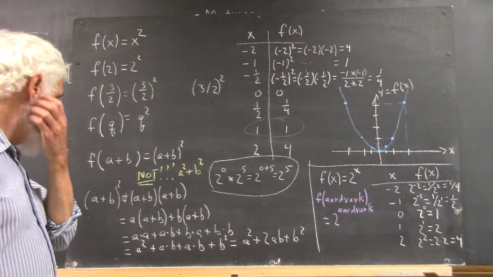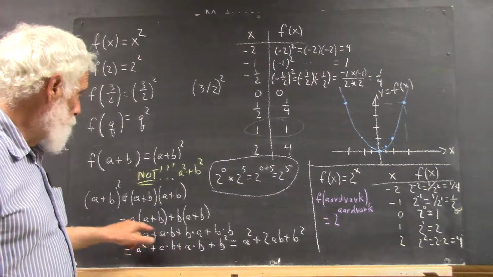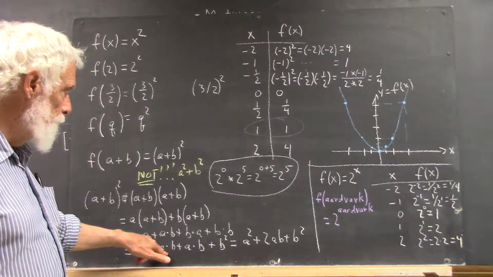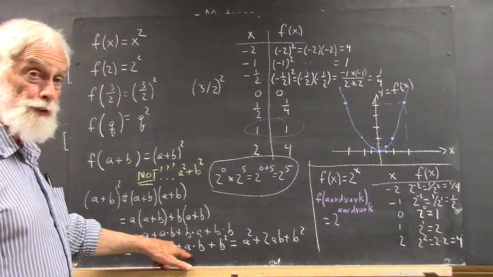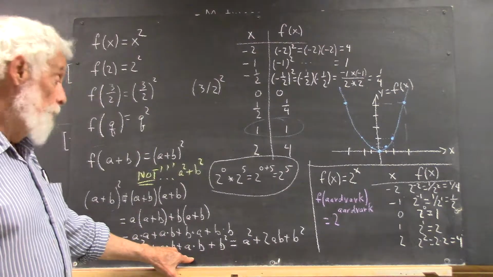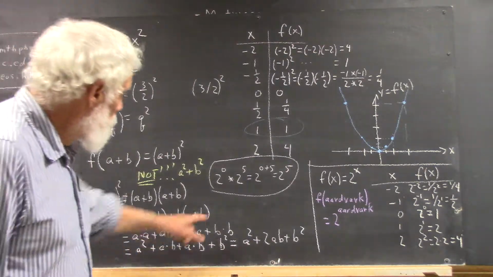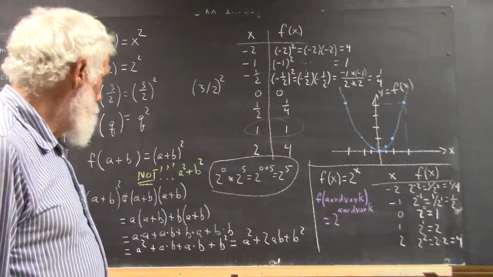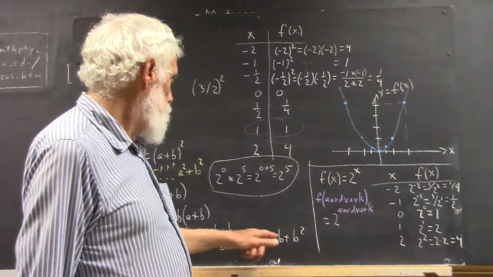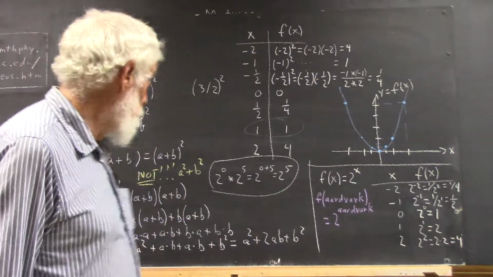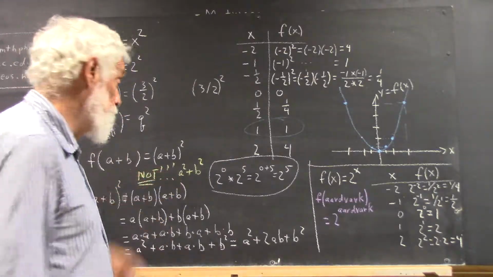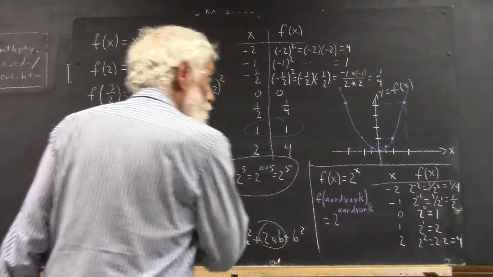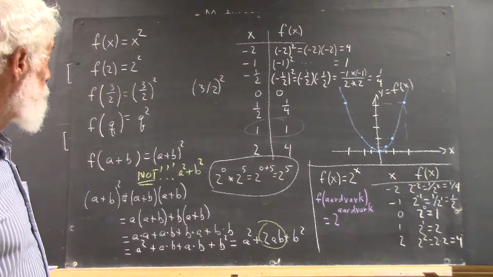Okay, well, anyhow, that equals this, and of course a times a is a squared, a times b is a times b. b times a is the same as a times b because multiplication is commutative. b times b is b squared. And then that equals a squared plus 2ab plus b squared. It's not equal to a squared plus b squared. You have this 2ab in here. Okay.